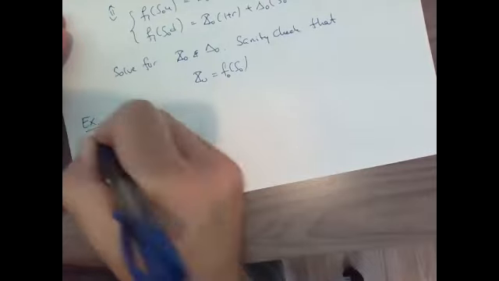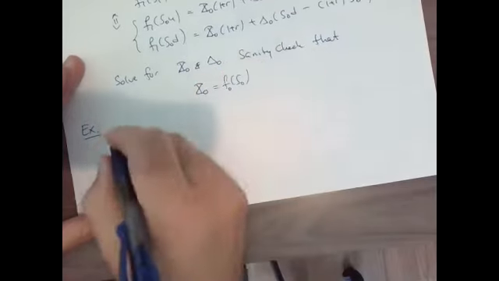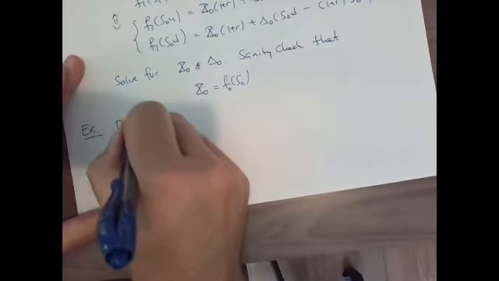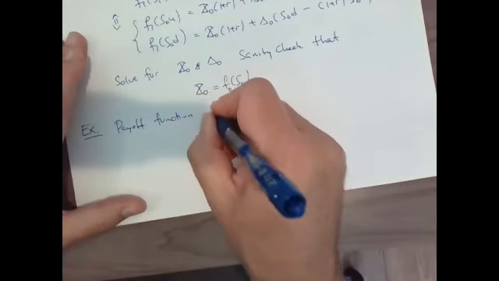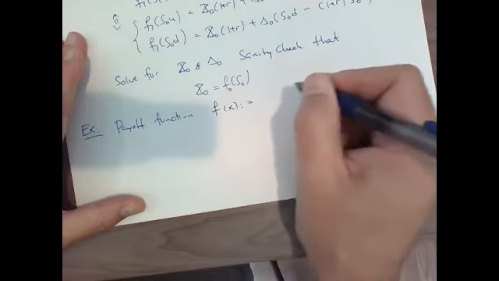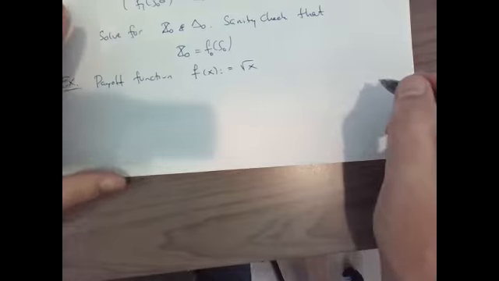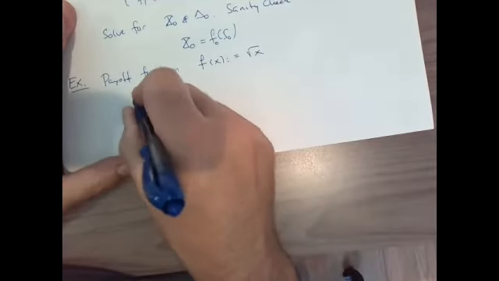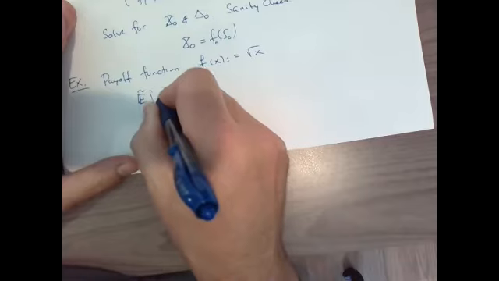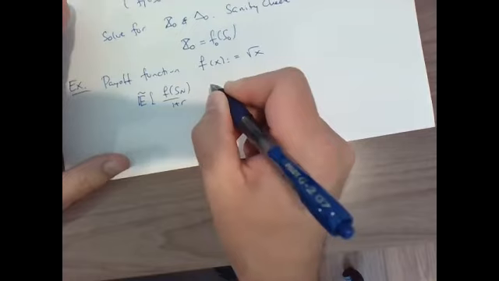An example of how one could do this, if you switch away from puts and calls, is to look at a payoff function f of x, say a square root. How would you find these many functions? Well, you start by computing the conditional expectation of f of Sn discounted. That will be the first one.